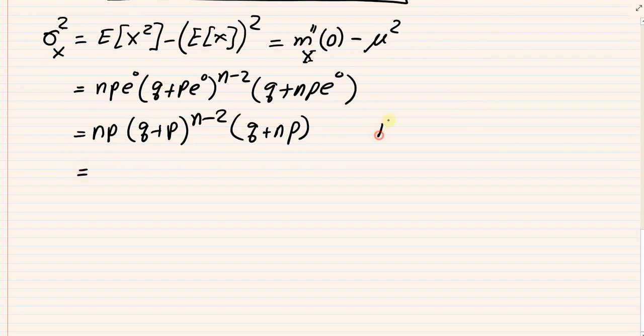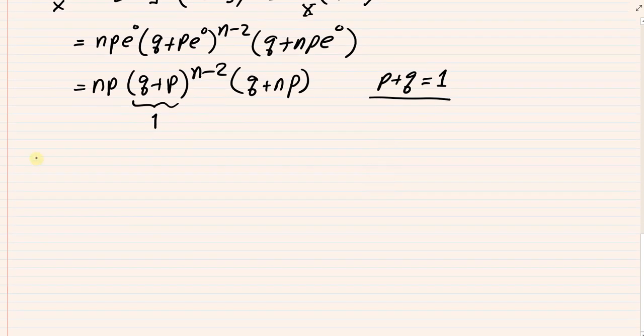Now, remember p plus q is equal to 1, right? We know that. So this expression is simply 1. And 1 to any power is 1. So the variance is going to be np times q, which is 1 minus p, plus np. And there you go. That's what that is. And of course, we can distribute this over, or actually this is good enough. Let's leave it like that.